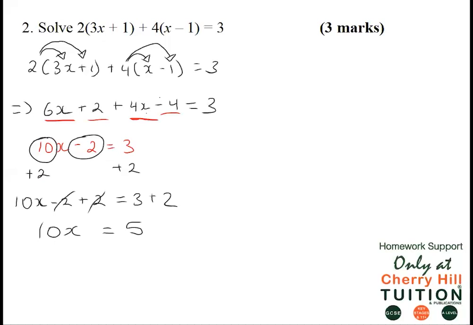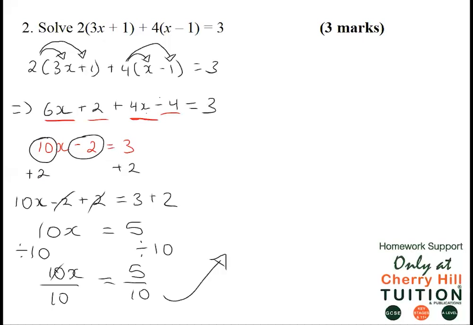Now, the last thing we need to do is eliminate the multiplied by 10 in order to get x on its own. And we need to do the opposite. So the opposite of multiply by 10 is divide by 10. And we do this on both sides. This leaves us with 10x over 10 is equal to 5 over 10.